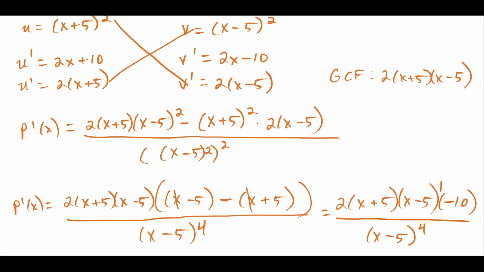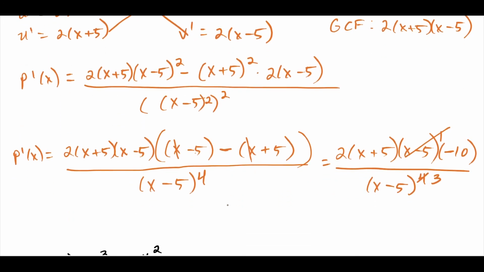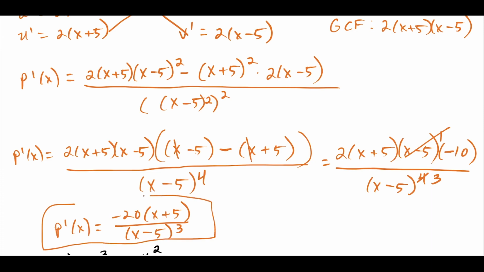So if you notice here, we have factors of x minus 5 that could cancel. We could cancel out one of these, and it's going to reduce the denominator factor to a power of 3. So now we just have to write out our final answer here. P prime of x, fully simplified, we have 2 times negative 10, that's negative 20, and we have x plus 5 left in the numerator. Over in the denominator, we have x minus 5 to the 3rd power. So here's our factored and simplified answer to the 4th question.